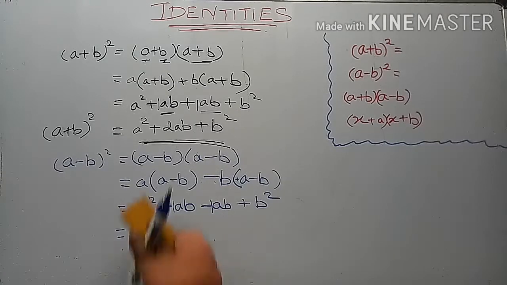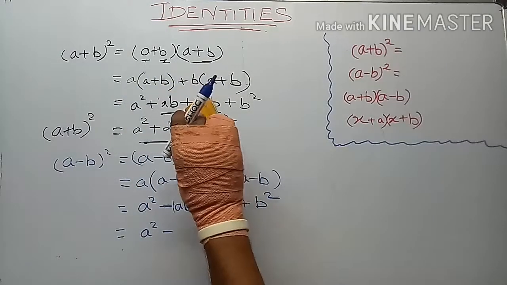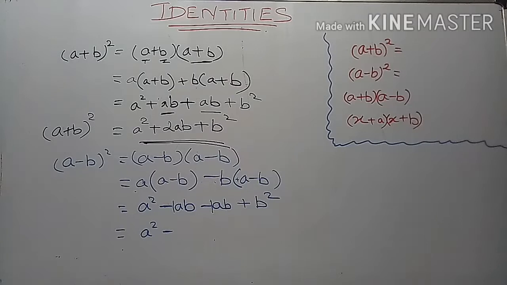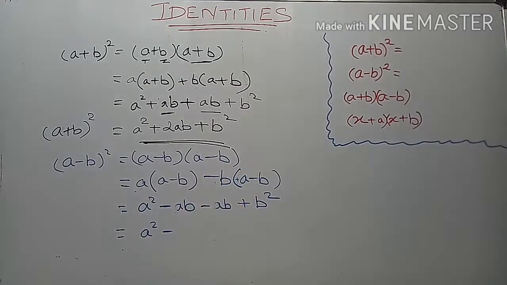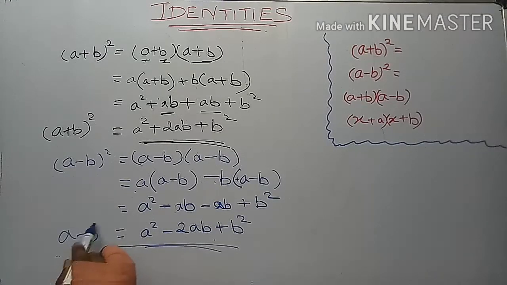So minus 1 ab minus 1 ab, signs are same, we'll have them added and the sign will be of the greater number. Both the numbers are having the same magnitude, so it will be minus 2ab plus b square. So this becomes my second identity of the day, that is a minus b the whole square.